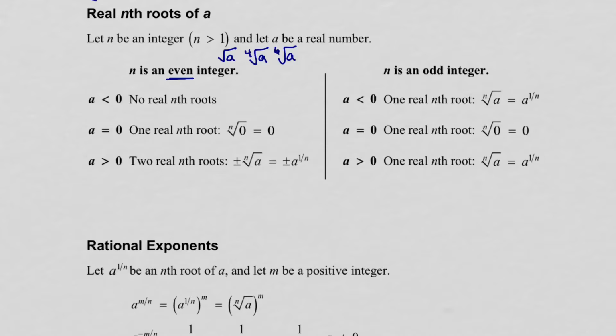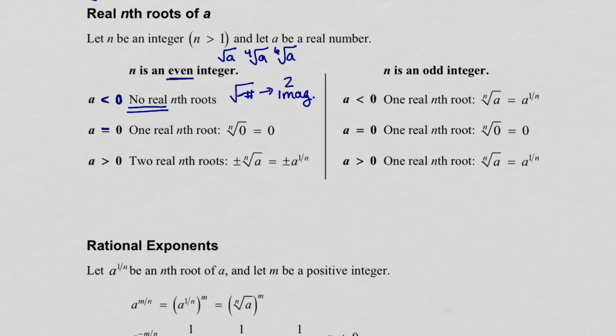So if a is less than 0, meaning that the number on the inside is less than 0, what does that mean? That means it's going to be a negative number. So you're going to have no real nth roots because it's going to yield imaginary numbers. So you would end up with imaginary roots in that. And it's not asking for imaginary roots, it's asking for real roots.